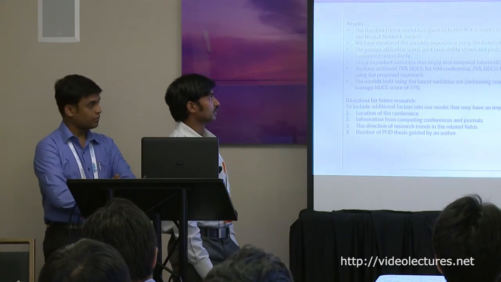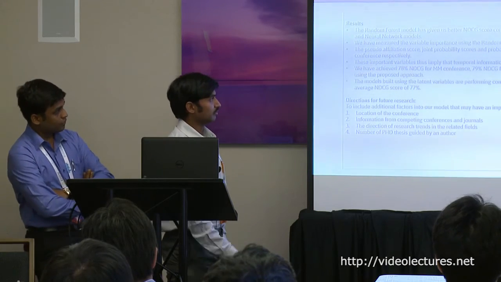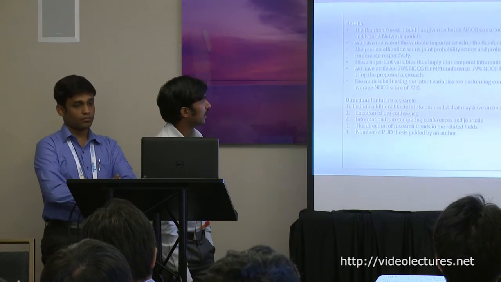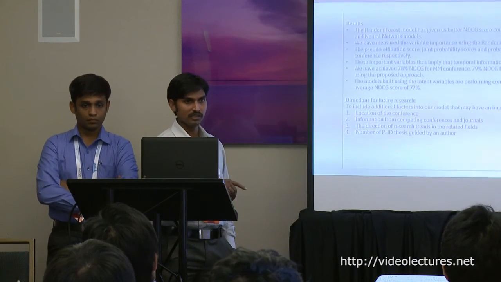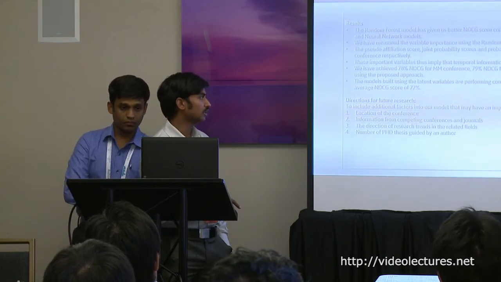Next we move on to the conclusion. So the random forest model has performed well for us, and we have measured the variable importance using the optimum value, and the pseudo affiliation score, the joint probability score and the probability score have topped in all three conferences. And if you see the teams who have presented in the past, many teams have performed well in phase 1 and phase 2, but they have failed to maintain that level in phase 3. But if you see our model, we were able to perform consistently well across all three conferences.